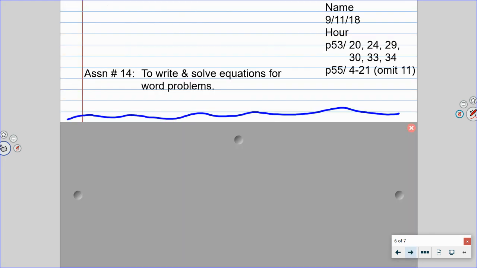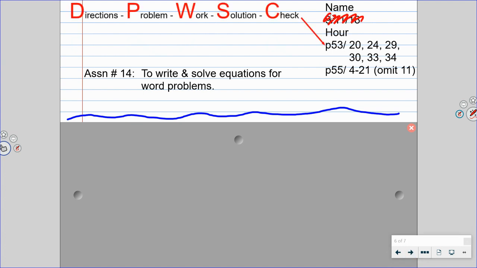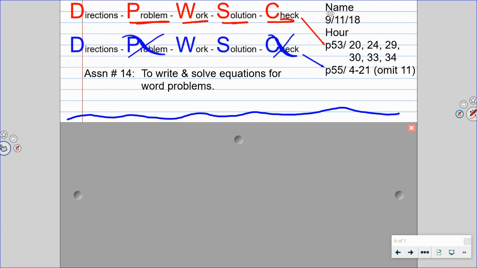With that in mind, ladies and gents, I would encourage you to go ahead, start up your assignment, whatever the date is. Directions, problem, work, solution, check for page 53. You know the deal. Write the directions, and then every time you'll write the problem, the work, the solution, and the check. However, on page 55, you are not asked to write out all those sentences.